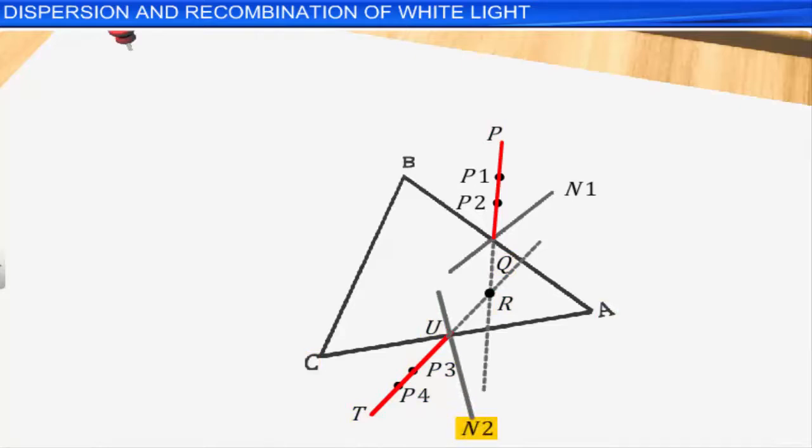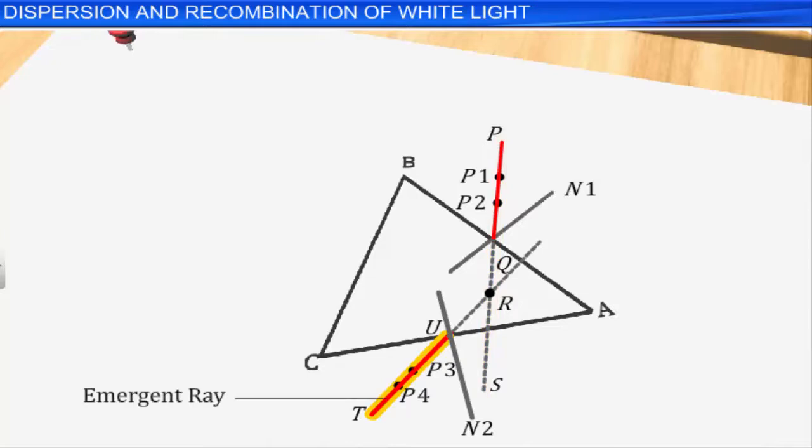Now PQ represents the incident ray. In the absence of the prism, the incident ray moves along the direction PQRS without any deviation. TU represents the emergent ray.